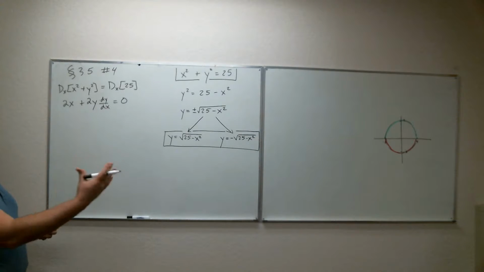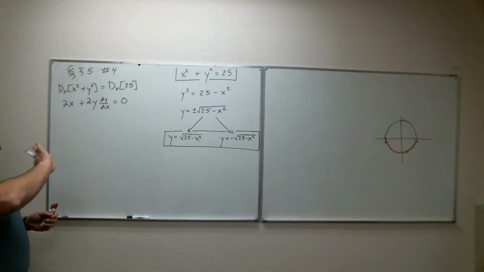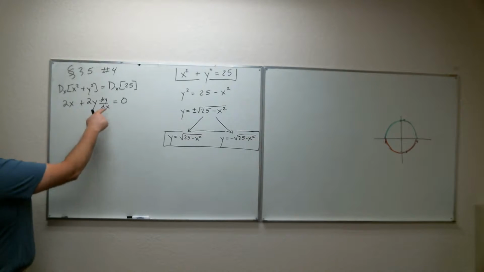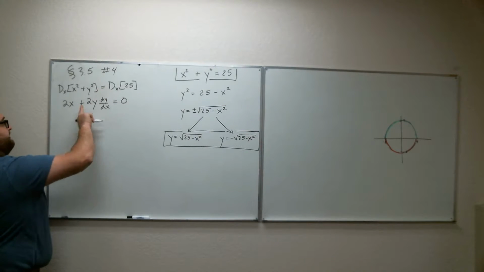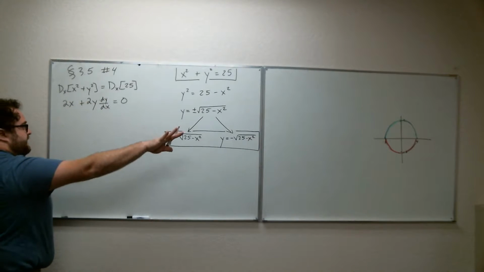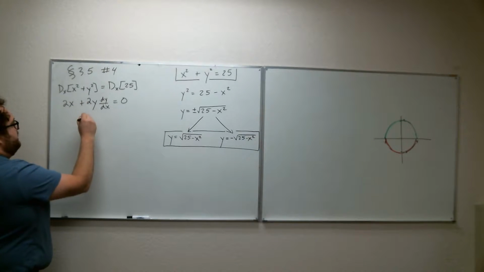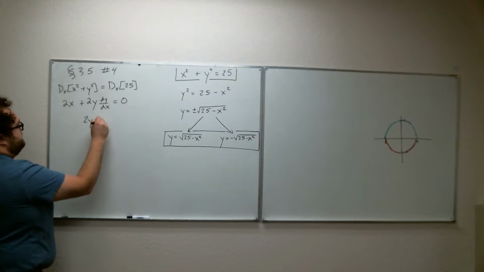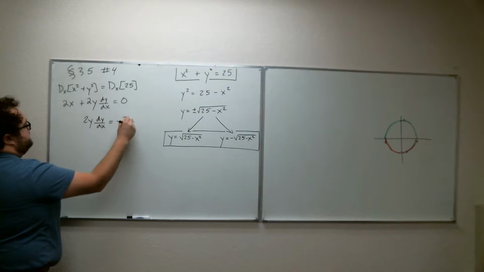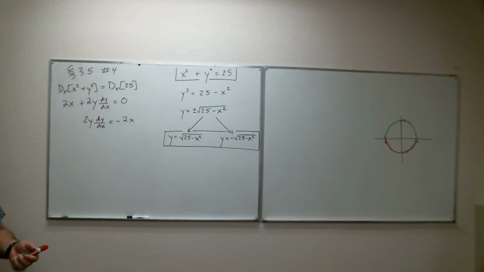So take the dy dx term to the left-hand side, take everything else to the other side. So we already have the dy dx term on the left-hand side. Let's take everything else to the other side. So the 2x needs to go to the other side. So 2y times dy dx equals negative 2x.